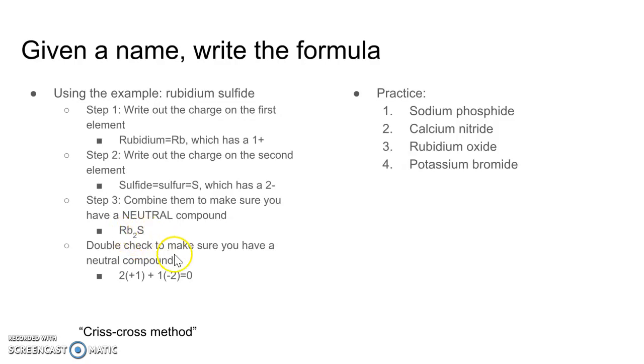the sulfur. Always, always, always, especially when you're first doing ionic compound naming, double check to make sure that you have that neutral compound. So just the same as I did before. Oh, okay, I have 2 rubidiums, each of them are +1, and then I have 1 sulfur, which is -2. When I add those together, I get 0.